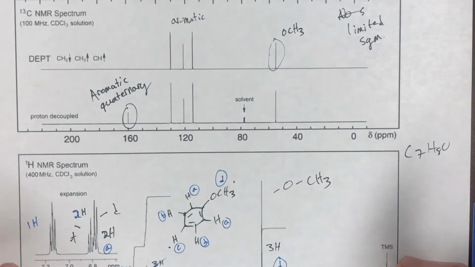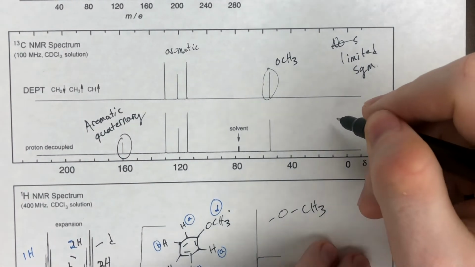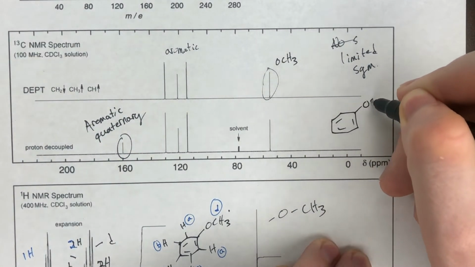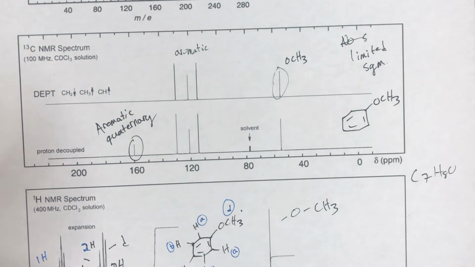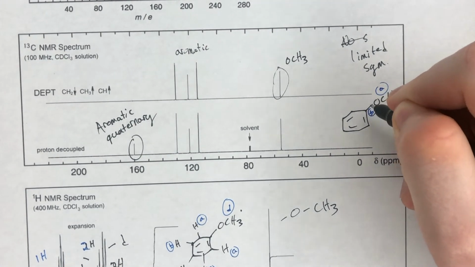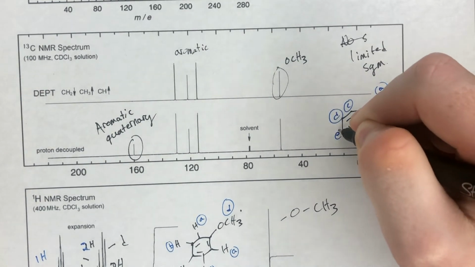So that is that one, and let's look at the carbon NMR here to confirm what we just thought from the proton NMR. So here's our structure. Here is carbon A, let's say, carbon B, C, D, and E.